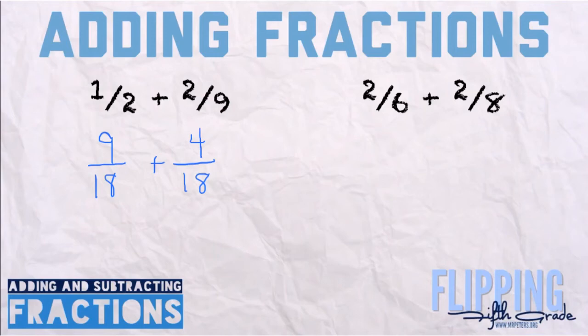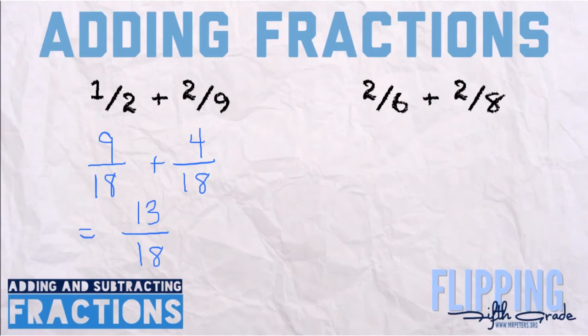Very important here is we never add the denominators. They're like the label of something. Again, 3 oranges plus 2 oranges isn't 5 oranges, it's just 5 oranges. So we're going to keep the denominator the same. Now we can add 9 plus 4. 9 plus 4 is 13. And that's how you add 1/2 plus 2/9. Let's look at the next problem.